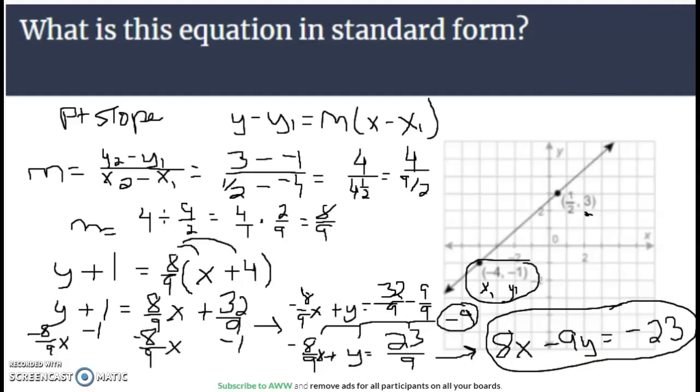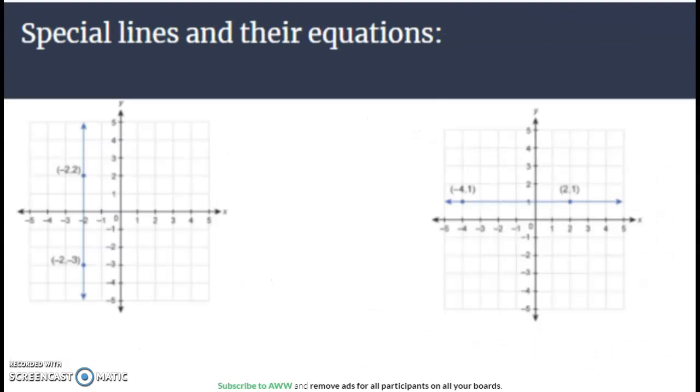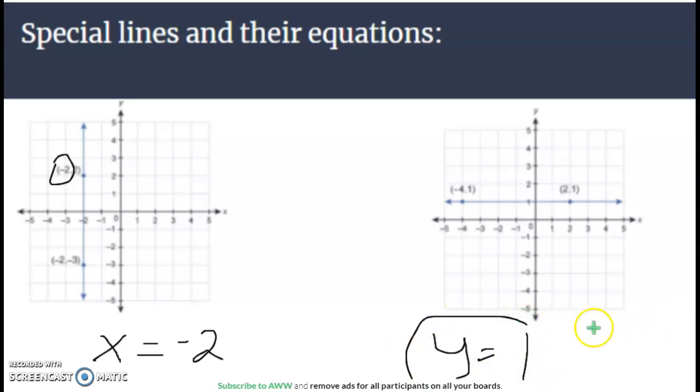All right, one more thing to show here. Special lines. When you have a vertical line, the only way to write that equation is just x equals a number, and the number you write is the x coordinate, -2. Horizontal lines have just a y in it, the y value, y equals 1. And there we go.